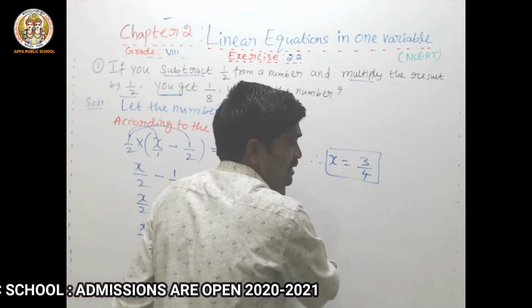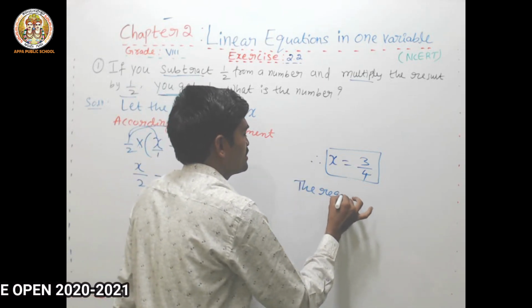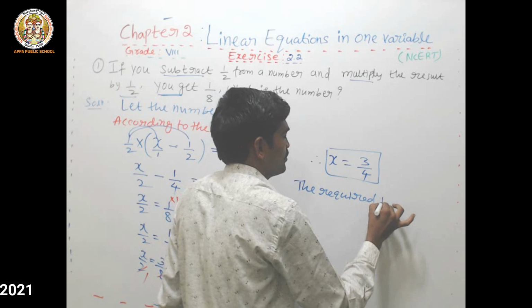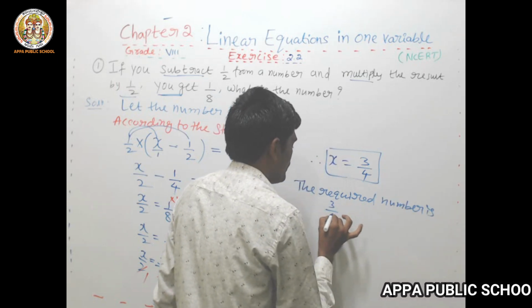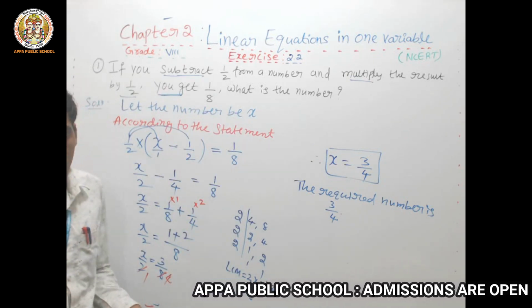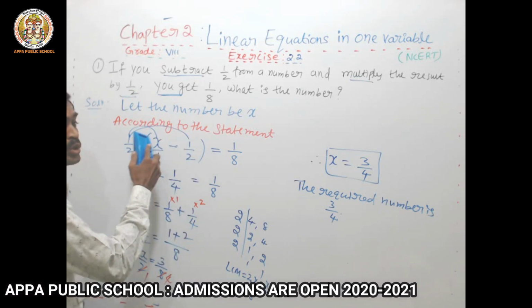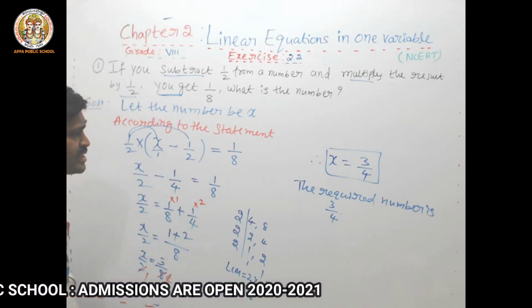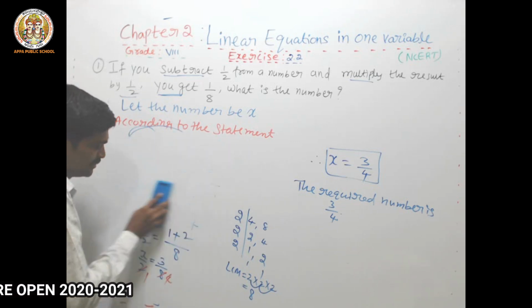This is the answer. This is the required number. Therefore, the required number is 3 by 4. Understood, my dear students? Okay, some students will face difficulty multiplying 1 by 2 into both terms. Another alternate method is also there, my dear students. Let me explain the alternate method.